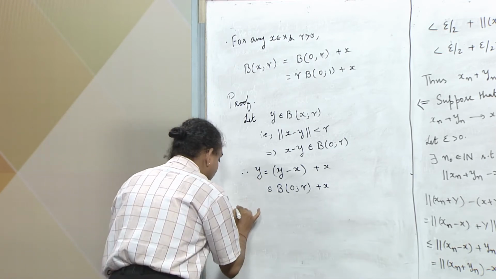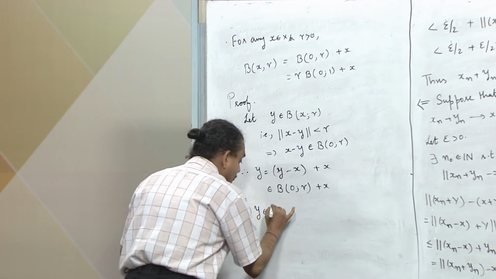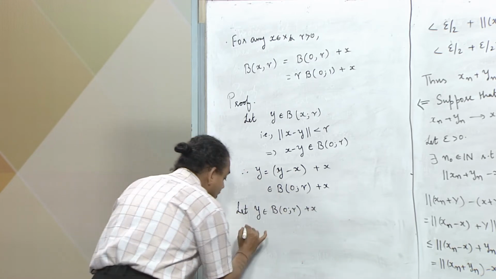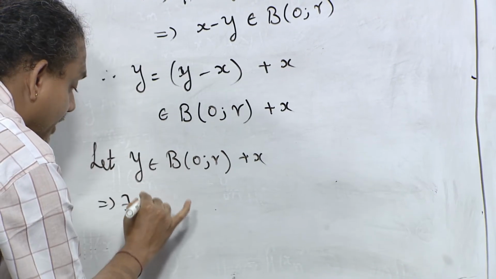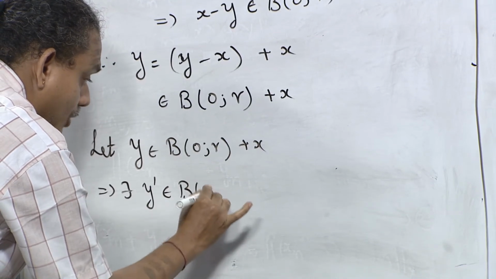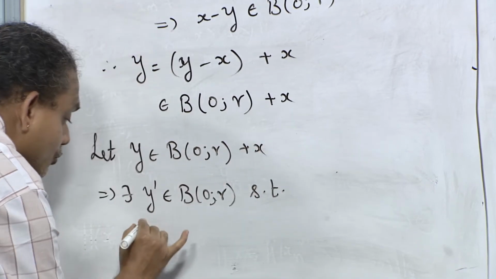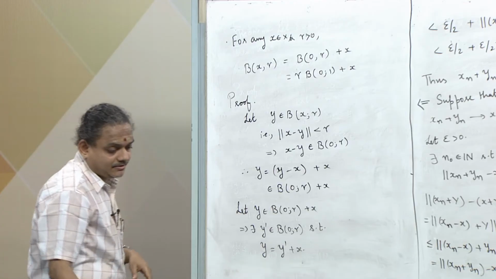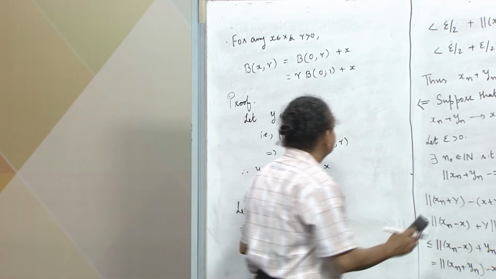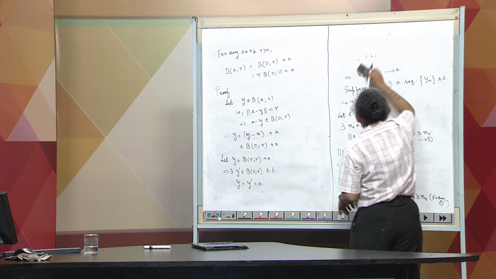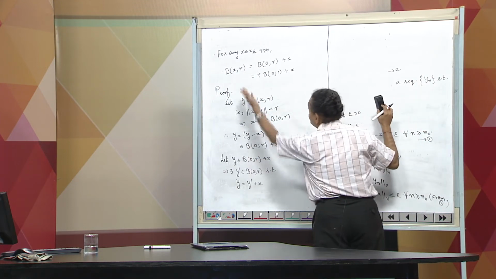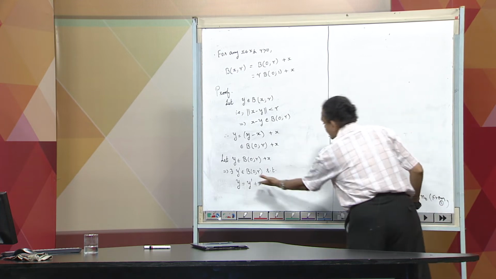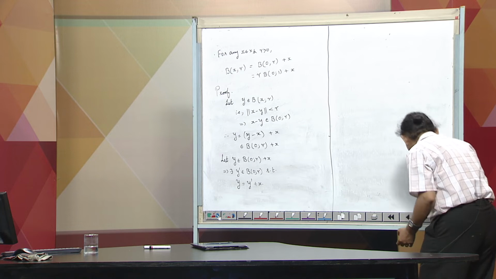Now, for the converse, let me choose a y from B(0,r) plus x. By definition, there exists an element y dash from B(0,r) such that y can be written as y dash plus x. That is it, we are done with what we wanted. The only thing we will have to show is that this y is in B(x,r), and that follows from the way we have decomposed y.